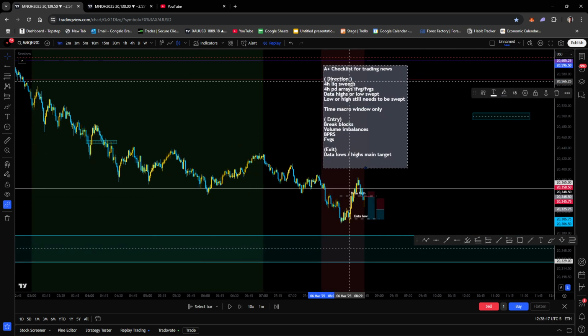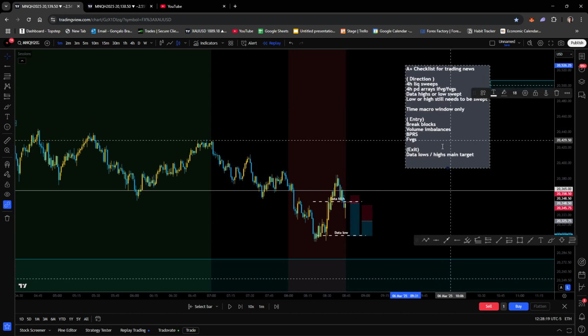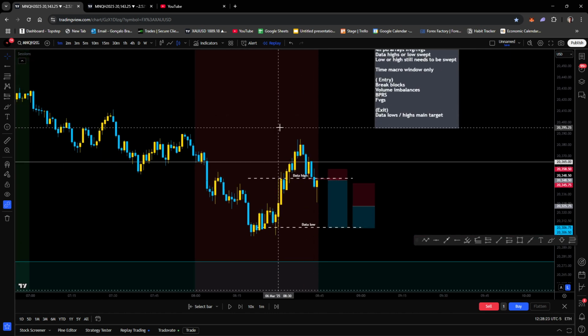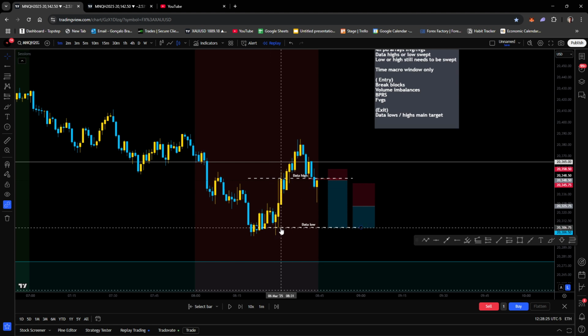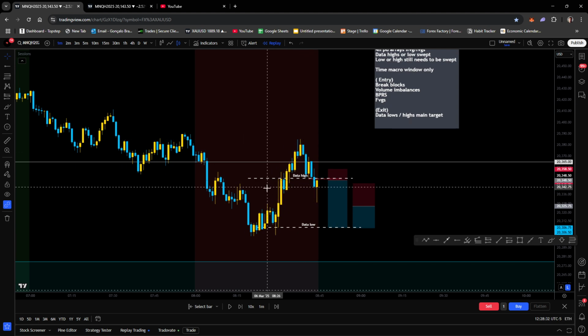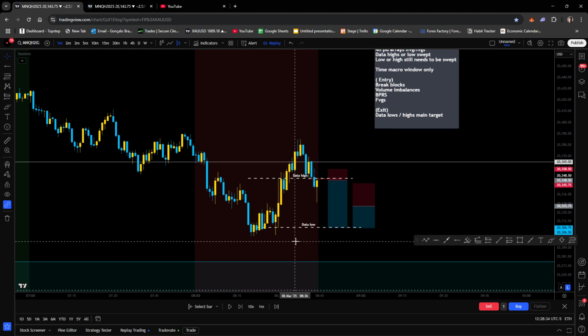And what we're going to do for stage 2, pre-market open macro, is simply mark out the data candle's high and low. So at the 8:30 candle, this is the data release. You mark out the data low, you mark out the data high. If we sweep the high, we'll look to sell. If we sweep the low, we'll look to buy.